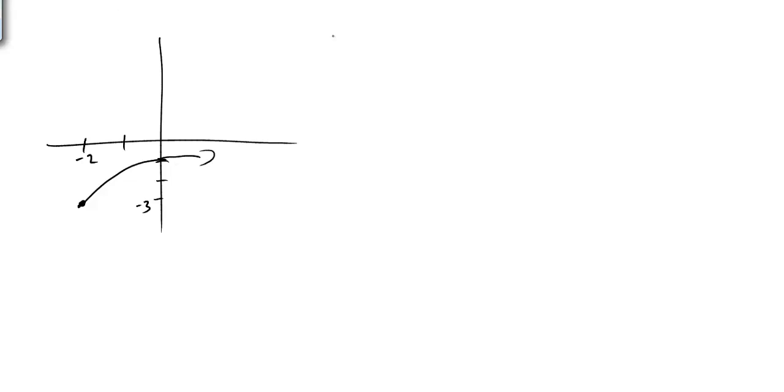Well, first of all, we need to identify what is the parent function. Well, the parent function, hopefully you can identify, is going to be the square root of x. Well, we know the square root of x is going to start here at the origin. So we need to figure out what transformations we have gone through to get this graph. Well, obviously we have moved to the left 2 units.